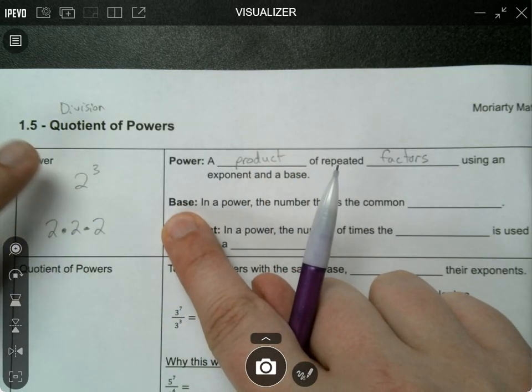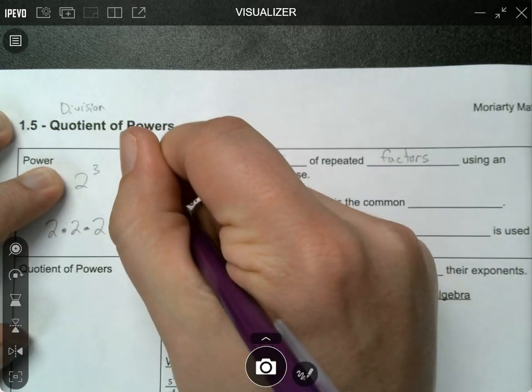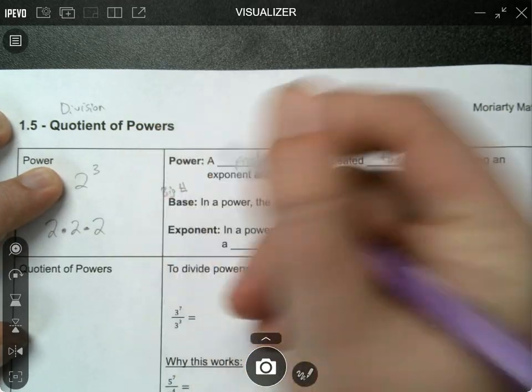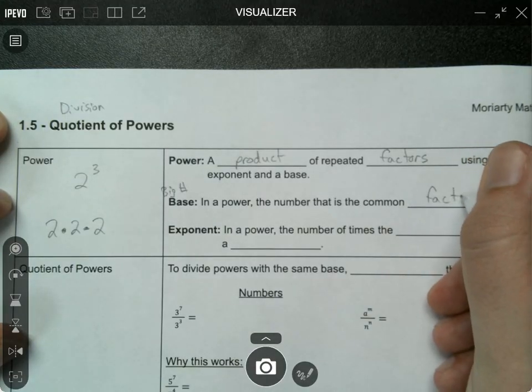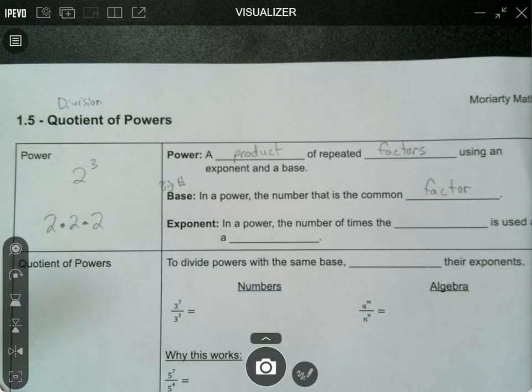Remember that the base is the big number, and it is the number that is going to be the common factor, meaning it is going to be the number that we are multiplying a lot of things by, okay?